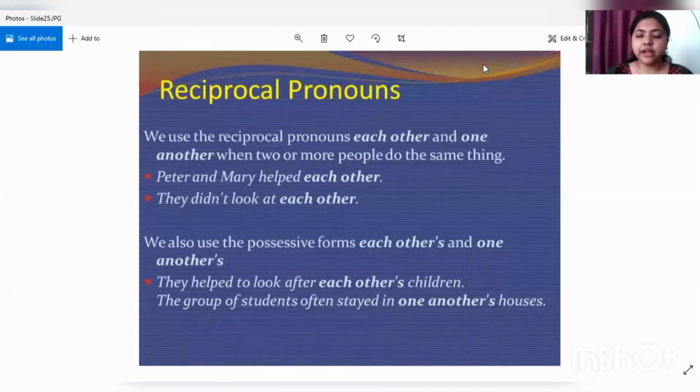So here we have come to the end of the chapter on pronouns. We have done all 10 kinds of pronoun. We have seen the definition of pronoun. We have learned the usage of different pronouns. Now, if you have any question, please ask. Otherwise, we will continue with our practice session.